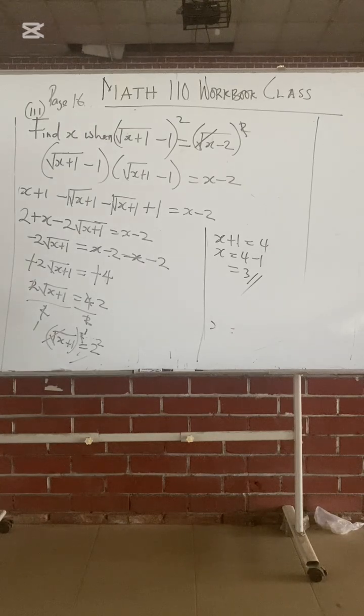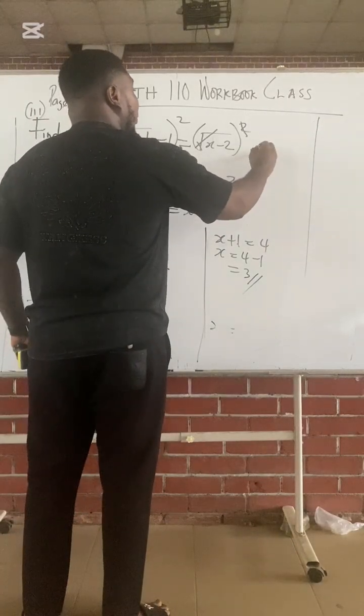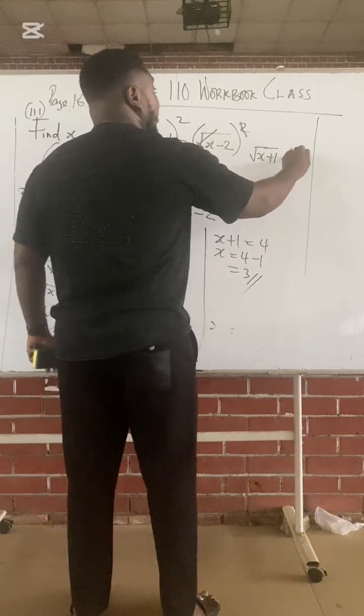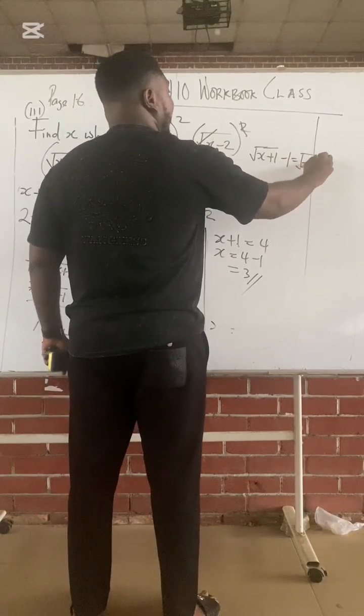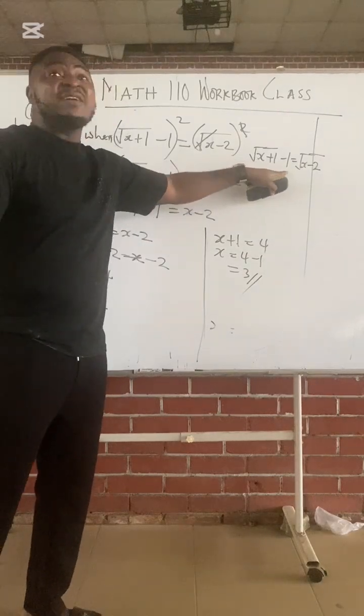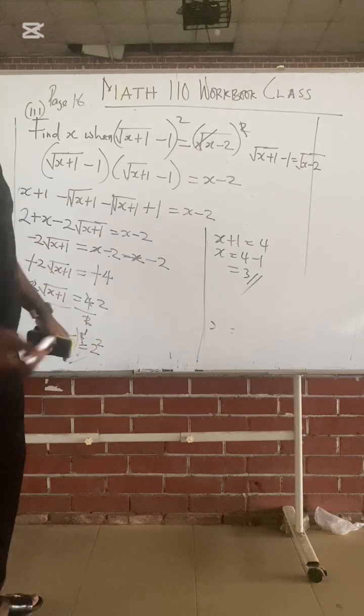Now there's a way of also checking if your solving is correct. Class, can we do it? Run a check on our answer. Let's run a check. How do we run a check? What was the main question? Root x plus 1 minus 1 equals root x minus 2. But we got x as 3. Let's put 3 into this function. And what we have on the left hand side, if we also put 3 here, will it be what we have on the right hand side?